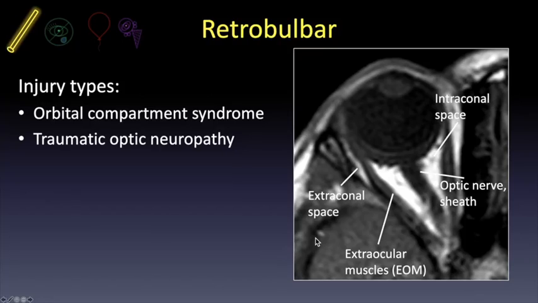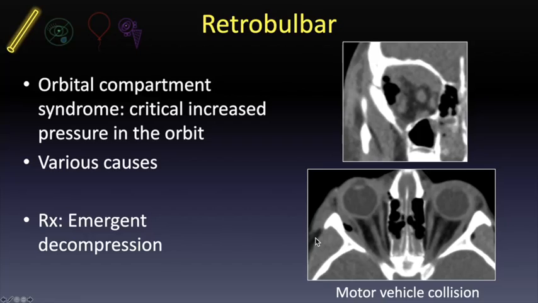Extraocular or retrobulbar soft tissue injuries may involve the intraconal and extraconal spaces, the optic nerve sheath complex, or the extraocular muscles. We will be discussing orbital compartment syndrome and traumatic optic neuropathy, which are two critical complications of retrobulbar injury. Orbital compartment syndrome is a vision-threatening complication of increased intraorbital pressure from various causes that can lead to impaired perfusion and ischemia of the optic nerve.